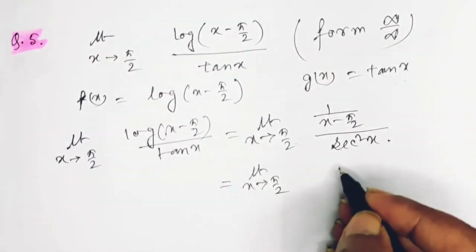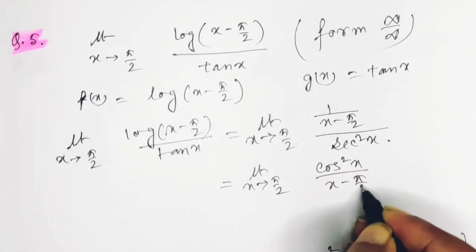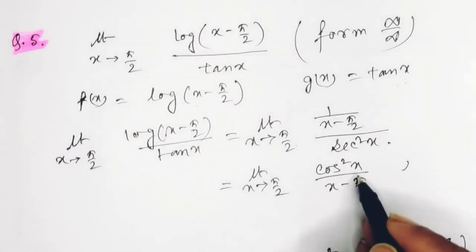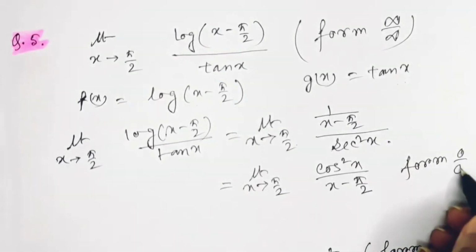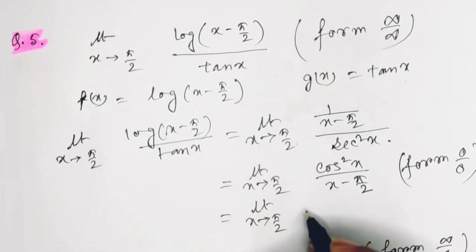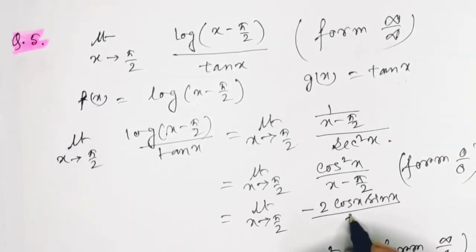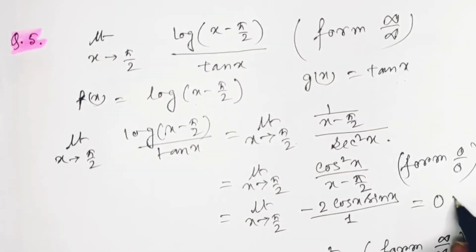Sec square means we know this is 1 by cos, so it is cos square x divided by x minus pi by 2, which, if we substitute, then we know cos square pi by 2, cos pi by 2 means it is 0, and here it is 0, so it is in the form of 0 by 0. So we will take the derivative again, so that it is limit x tends to pi by 2. If we take the derivative, then we shall find the value as minus of 2 cos x sin x, and then divided by 1 only, which is no more in the 0 by 0 format. And now if we substitute these values, then we shall find the value is 0. So this is the limiting value.